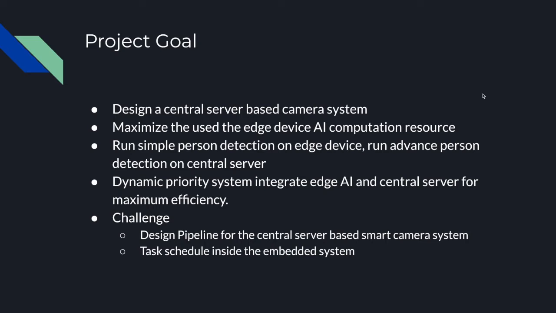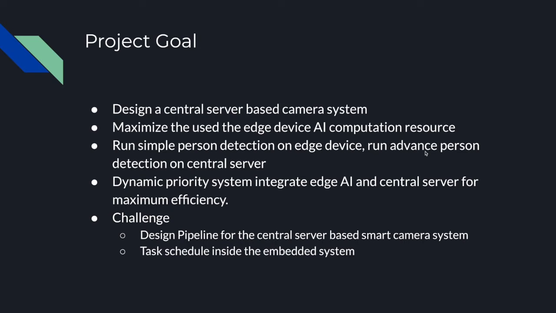The goal of this project includes designing a central server-based camera system. Maximize the use of the edge device AI computation resource. Run simple person detection on the edge device. Run advanced person detection on the central server. The dynamic priority system integrates edge AI and the central server for maximum efficiency.